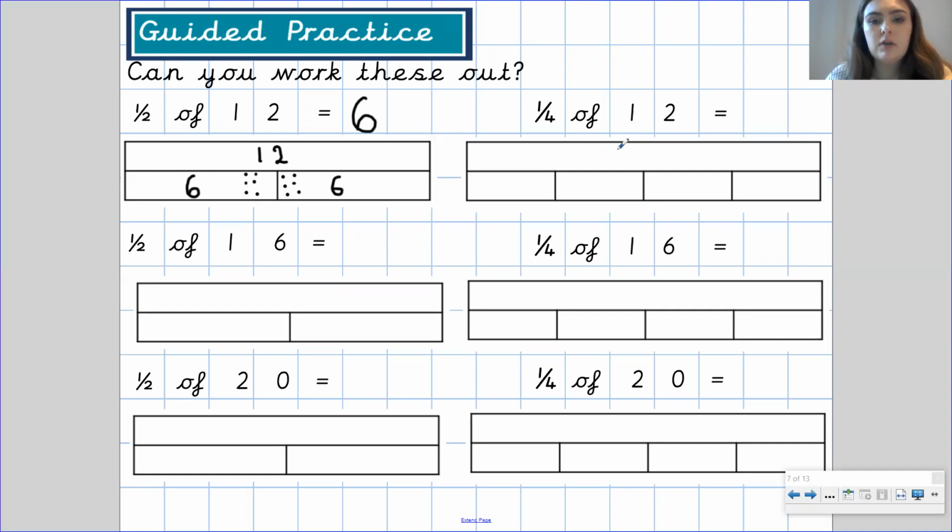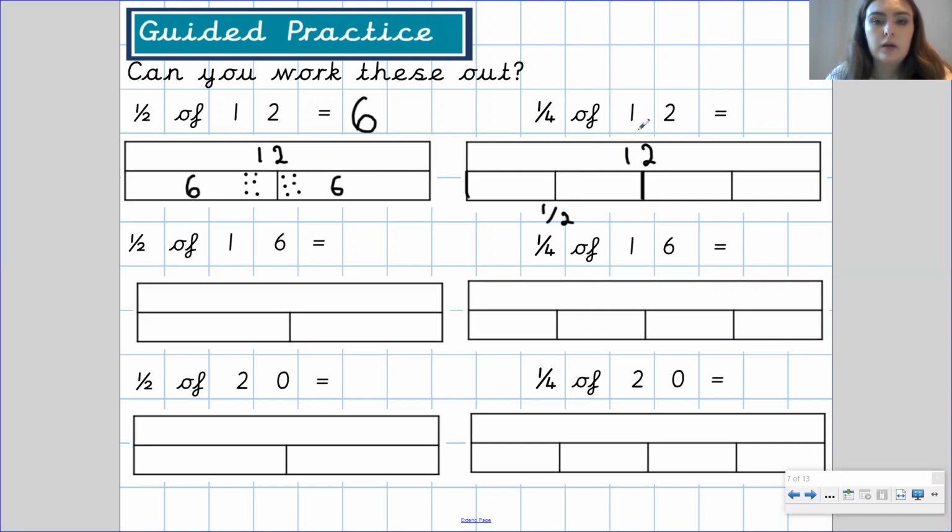Now what I want you to do is just have a look at this bar model here, because we're going to find a quarter of 12 now. So have a look at the bar model and have a think about what you notice about it. So pause the video to have a think. Well done. It's split into 4 parts this time. And if we have a look at this bar model here, we can see that this bit is the same as a half. So now let's try and work out what a quarter of 12 is.